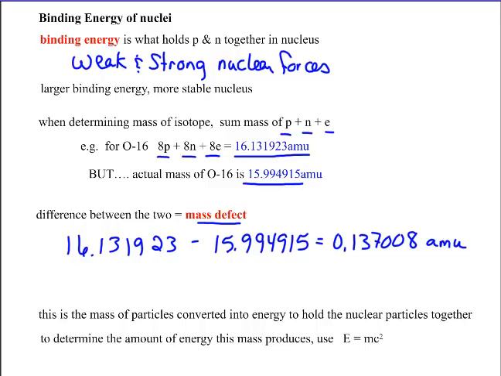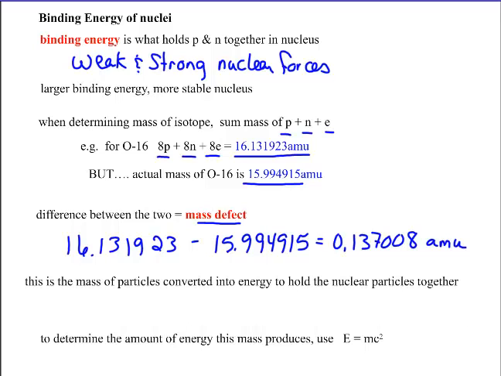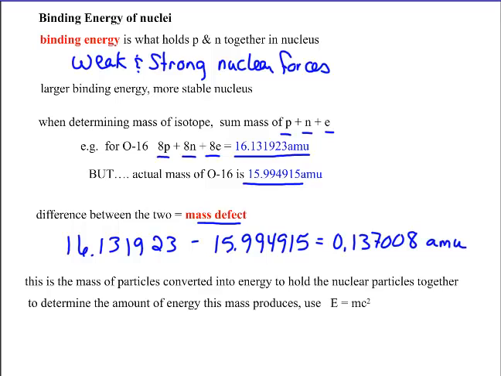So what happens to the mass? Where did it go? Turns out this mass is converted into energy. And this is the energy that holds these nuclear particles together. We have Einstein to thank for the equation for relating the amount of mass lost to the amount of energy generated by this conversion from mass to energy.